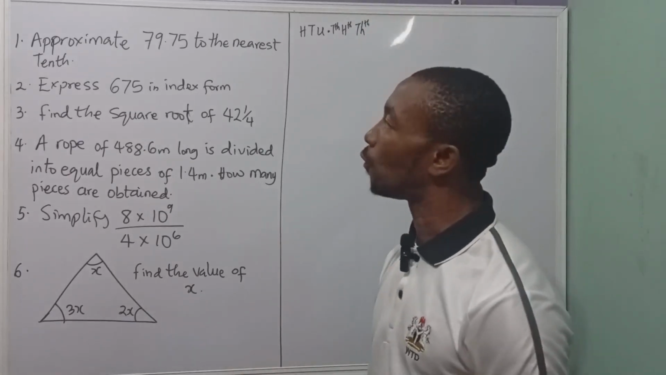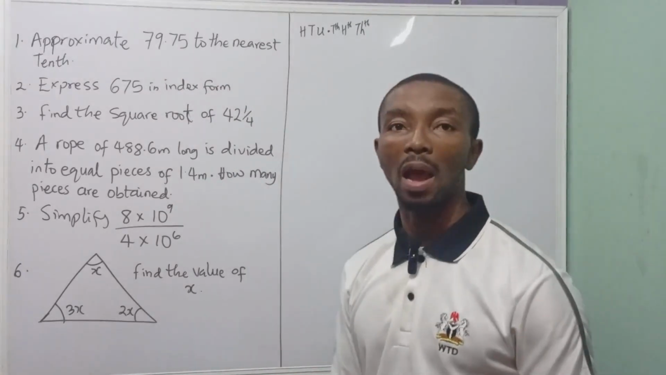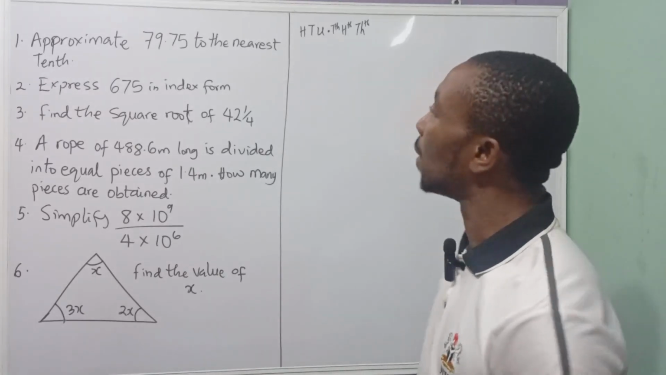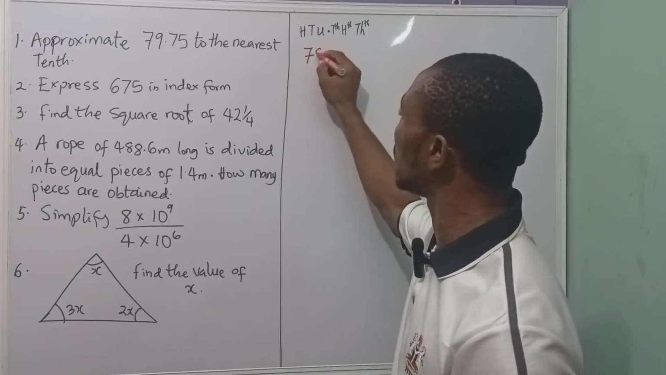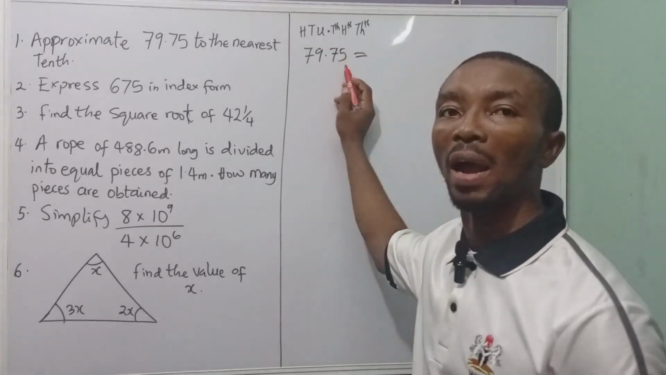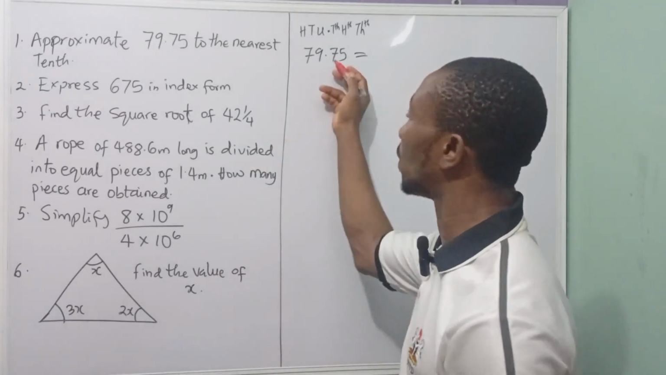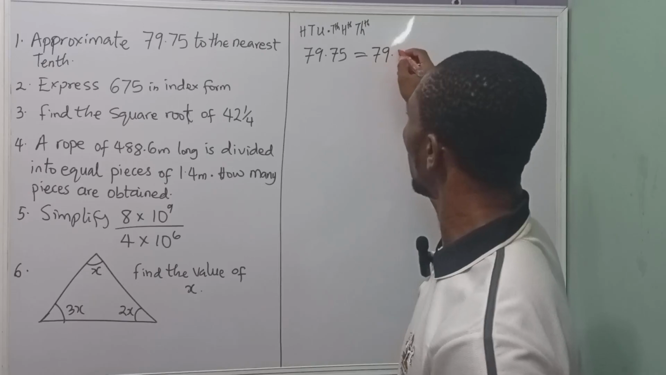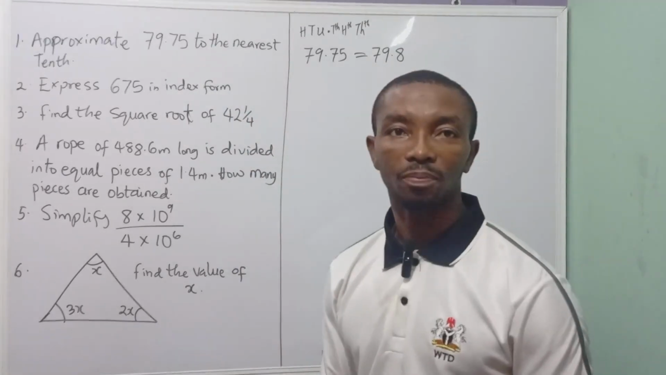All right, if we are asked to approximate to the nearest tenth, that means we are simply asked to make it a one decimal place figure. To do that, we consider 79.75. Since the last digit is 5, which is up to 5, we round it up by 1 and add to our next figure. So this becomes 79.8. That is to our nearest tenth.